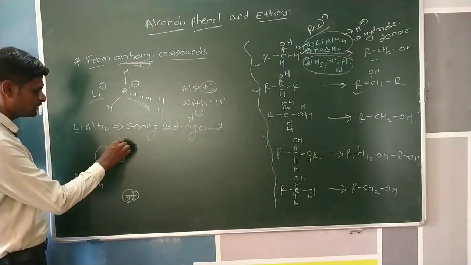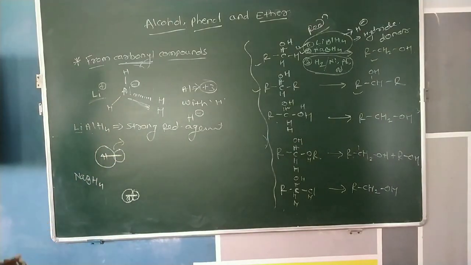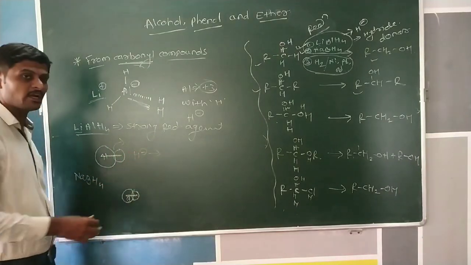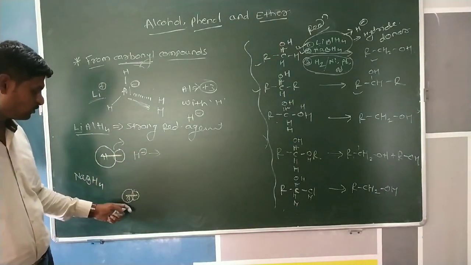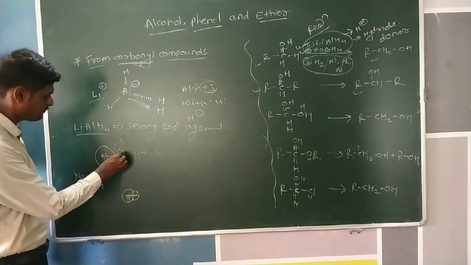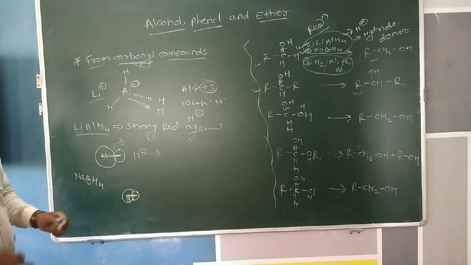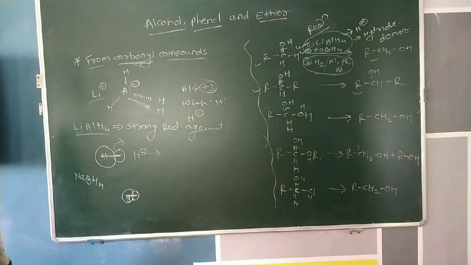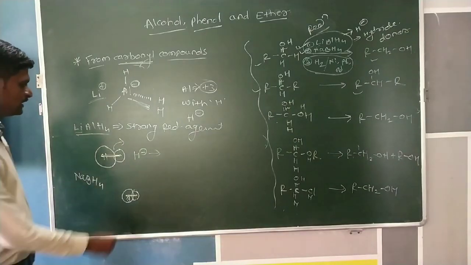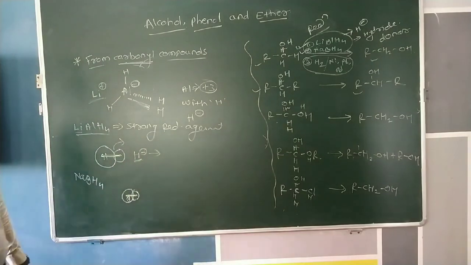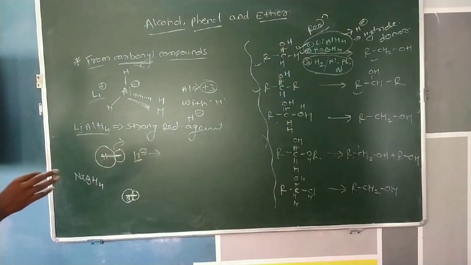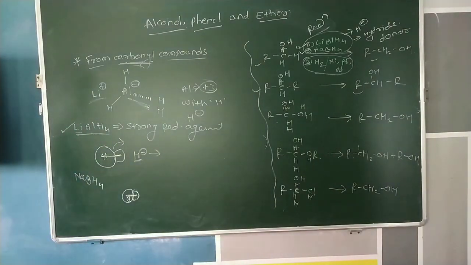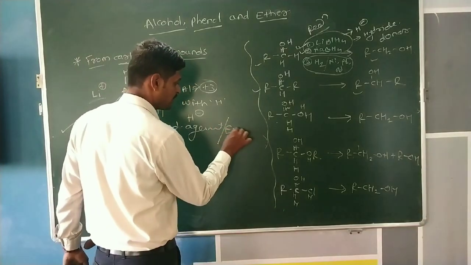The bond length goes on increasing, therefore bond strength goes on decreasing. Because of this, from lithium aluminum hydride the hydride is eliminated or available more easily than from sodium borohydride, because the bond length of aluminum and hydride is greater than boron and hydride. The bond length goes on increasing, the bond strength goes on decreasing. Therefore, in lithium aluminum hydride, the hydride is easily available for the reduction reaction. Because of this reason, lithium aluminum hydride is the strongest reducing agent, but it is expensive.